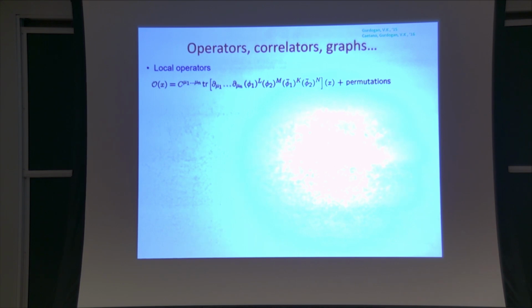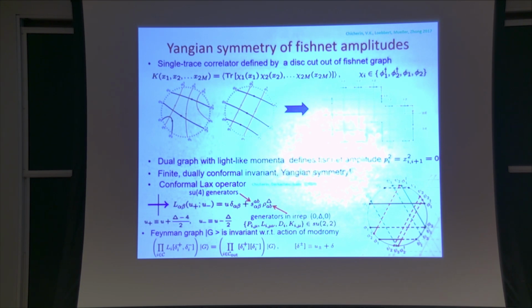You mean the thing that you talked about, your Lax operator and so on? No, the simpler one. It's just biscalar theory, two scalars. Which Yangian symmetry? SU(2,2), bosonic SU(2,2). Yes, I take the generators in this representation, 0, delta, 0, so with zero conformal spins.